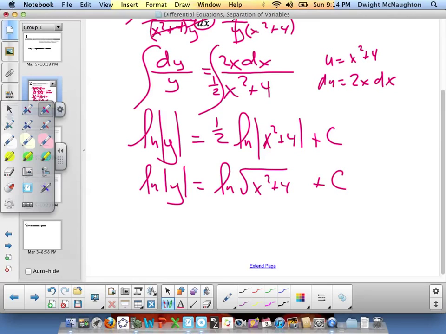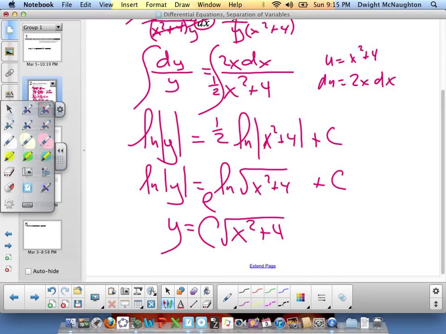Get rid of the natural log by exponentiating. We get y equals, and we exponentiate the right side. Whenever you have that plus c in your exponent, we can just do c times e to the natural log of x squared plus 4. e to the natural log, those are opposite operations, which will cancel, and we're left with y equals c square root of x squared plus 4.